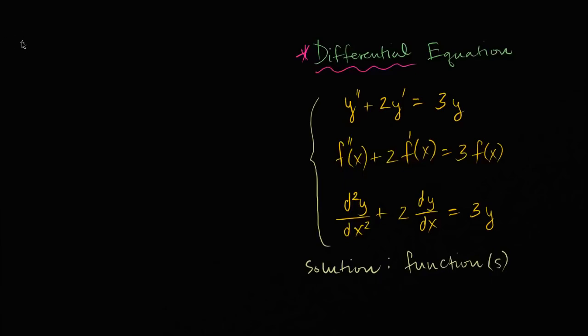So one solution, I'll call it y1, and I could even write it as y1 of x to make it explicit that it is a function of x. One solution is y1 of x is equal to e to the negative 3x. And I encourage you to pause this video right now and find the first derivative of y1 and the second derivative of y1 and verify that it does indeed satisfy this differential equation.